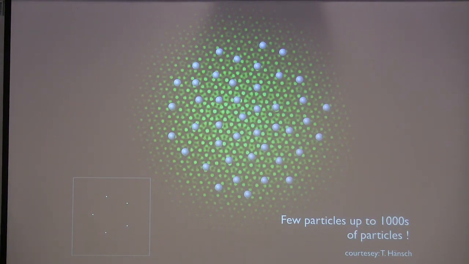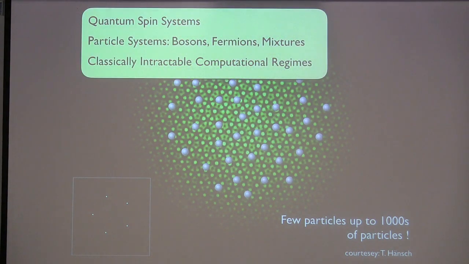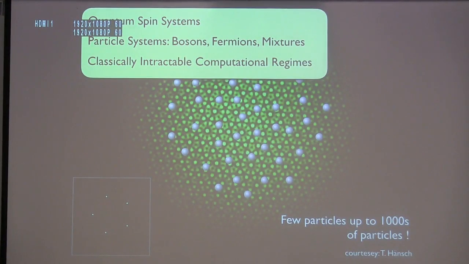Now, typically, the systems we're going to look at are a few hundred to 1,000 particles when we talk about really resolving single atoms in these systems. And the systems we can actually look at are, on the one hand, spin systems. So we talk about qubits again. We're in the language of qubits. We have spin ups and downs.